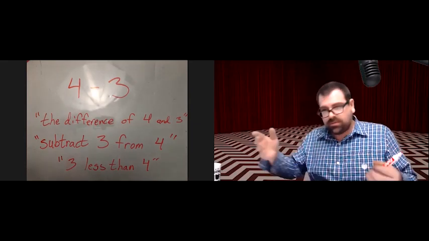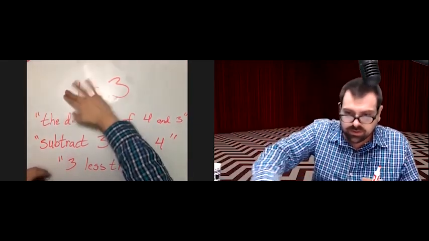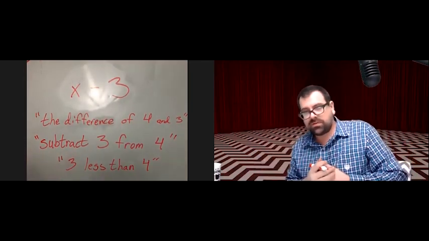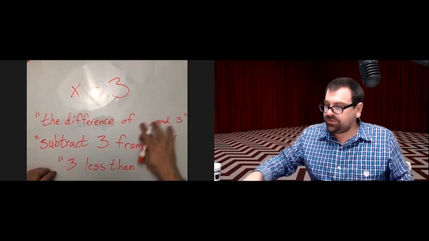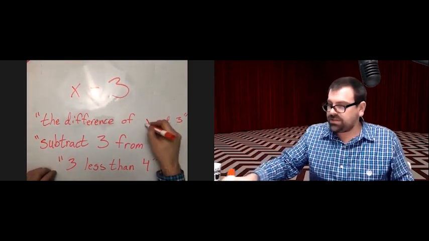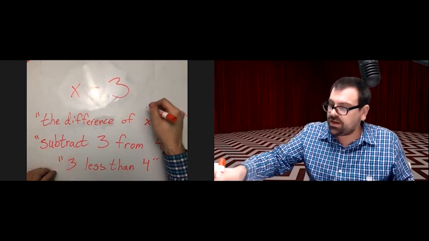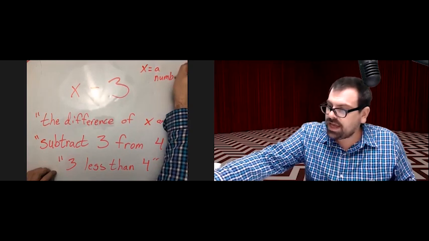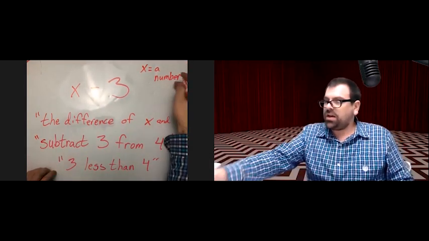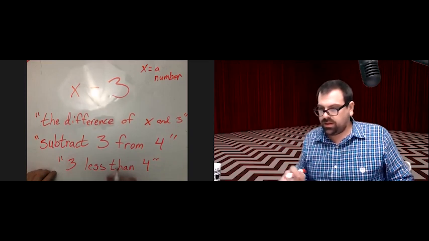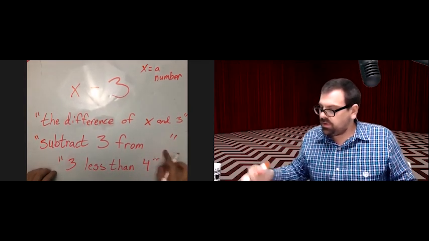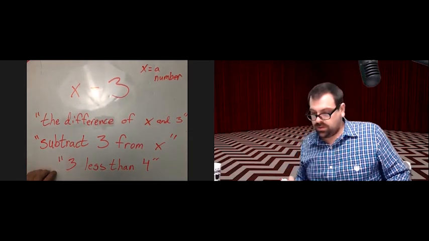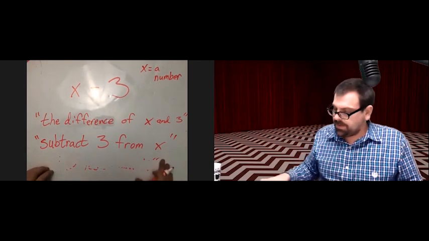Algebra is going to replace one of our known numbers with unknown numbers. So in this case, instead of the difference of 4 and 3, this would be the difference of x and 3, or, since x is a number, the difference of a number and 3. Subtract 3 from x, subtract 3 from a number. Okay.